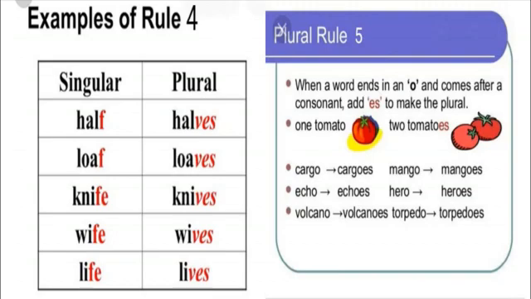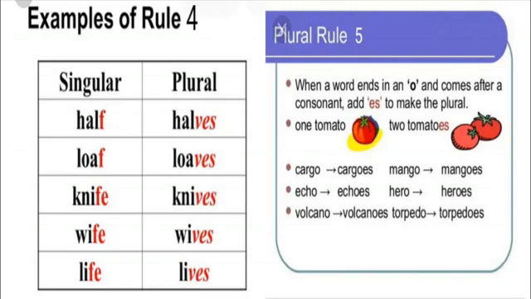Do you understand? Now let's go to rule 5. For rule number 5, let's take the example of a tomato. Does the word tomato end with O? Yes, it does. Before the O, what letter comes? T, yes or no? Is T a vowel or a consonant? It's a consonant. So because T is a consonant, in order to change it into plural, we just add ES to it.